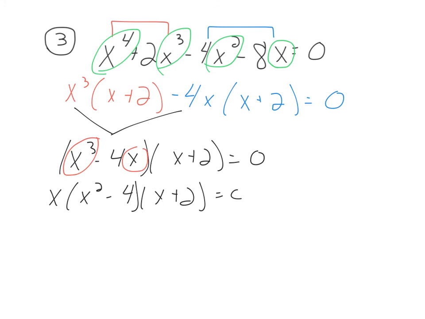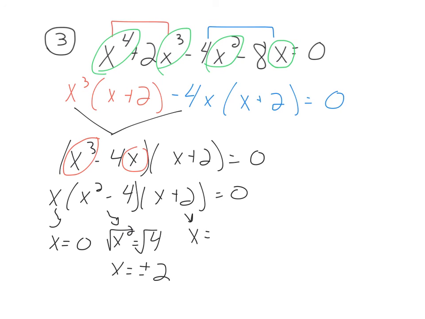equaling 0. So here's one answer. We'll get x equals 0. For this binomial, we're going to get x squared equals 4. So when we square root it, we get x equals plus or minus 2. And then for this last set of parentheses, we get x equals negative 2.